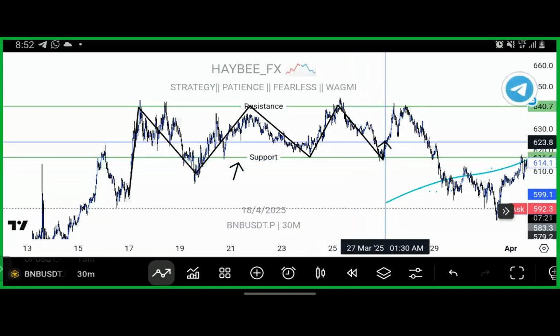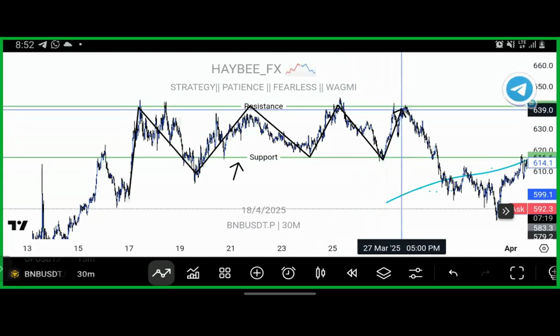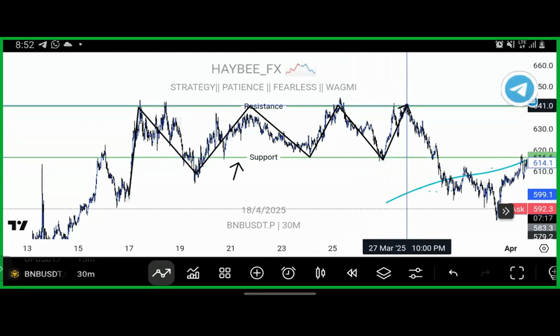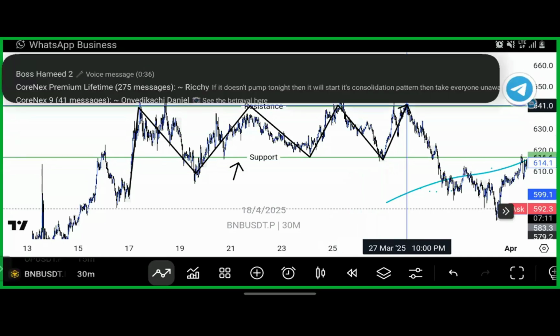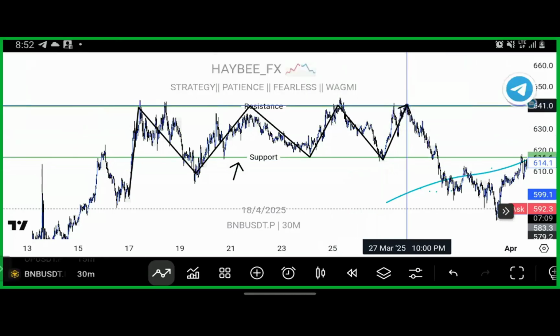Now this support also pushes this price back upward. But you see that as they are trying to push up, push down, this price doesn't break either of these two lines. So this is a perfect example of a support and resistance. So this is what it does in the market.